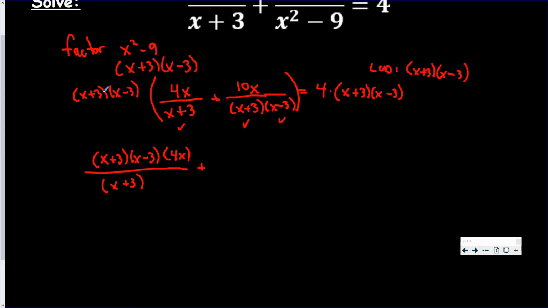So now I'm going to go x plus 3, x minus 3 times 10x over the denominator that I had here. So x plus 3, x minus 3, and that equals all this stuff, which I'm just going to recopy for now.